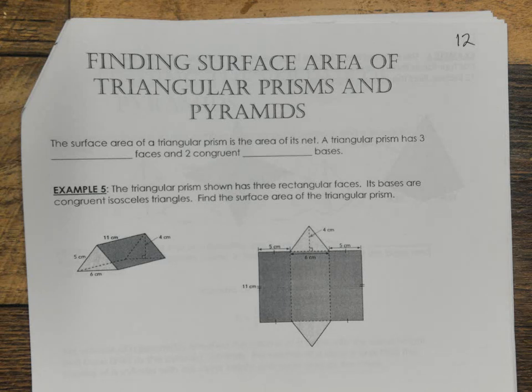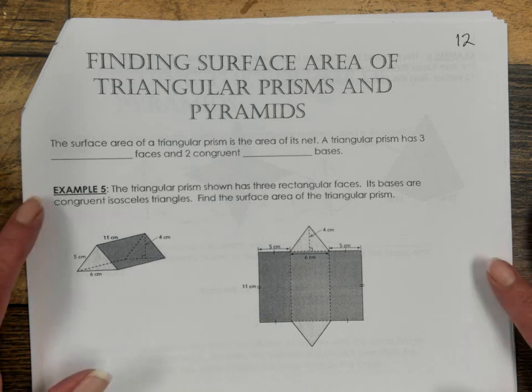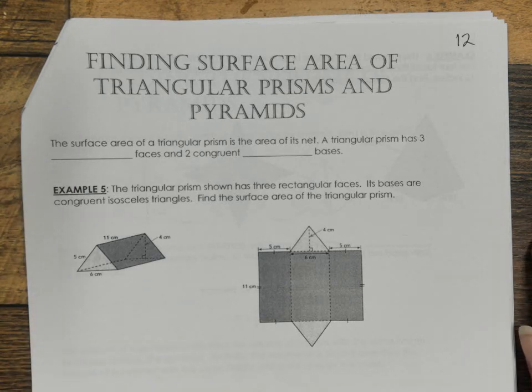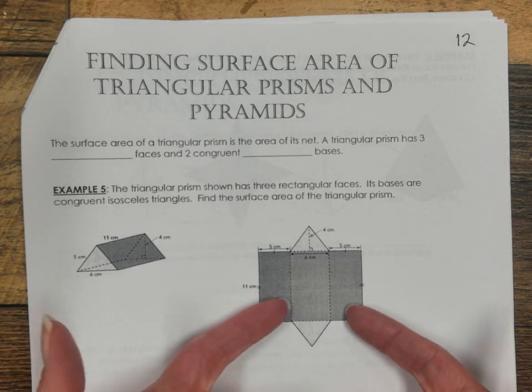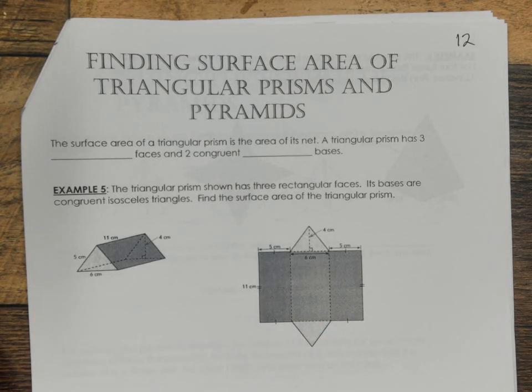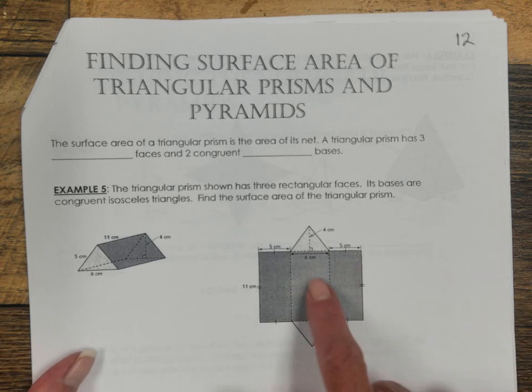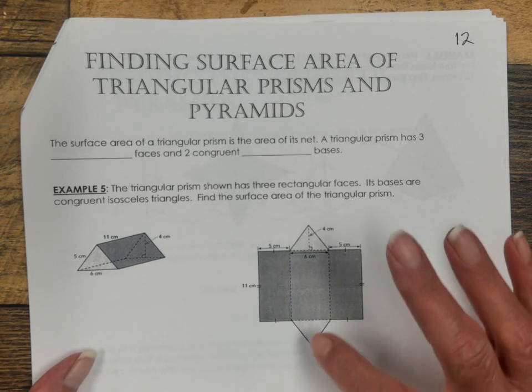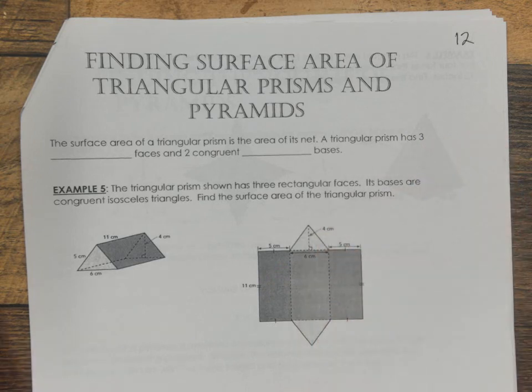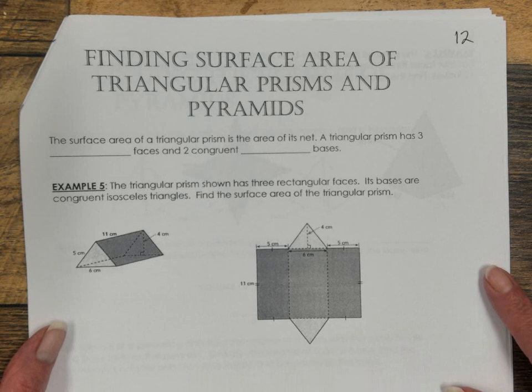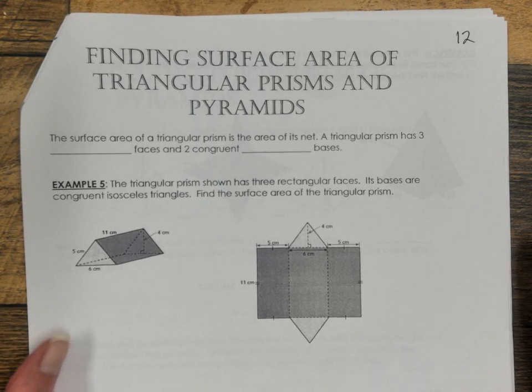Okay, guys, we are going to be looking at finding the surface area of triangular prisms and pyramids. So, quick refresh. The surface area of a triangular prism is the area of its net. That's when it's broken apart. And the triangular prism has 3 rectangular faces and 2 congruent triangular bases. So let's take a look and see what we can do with finding the surface area of the example below.